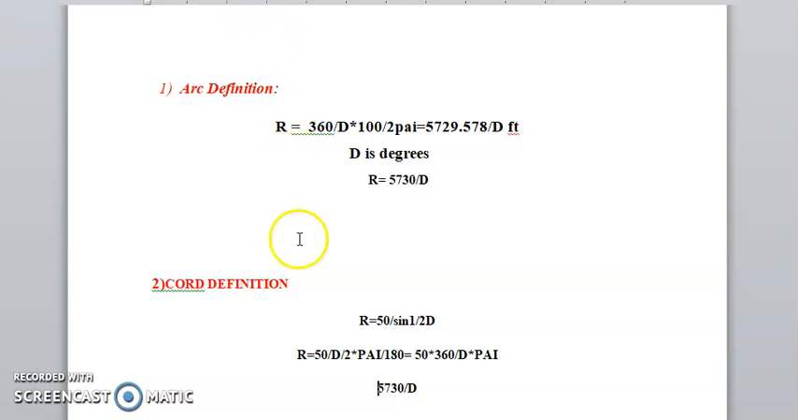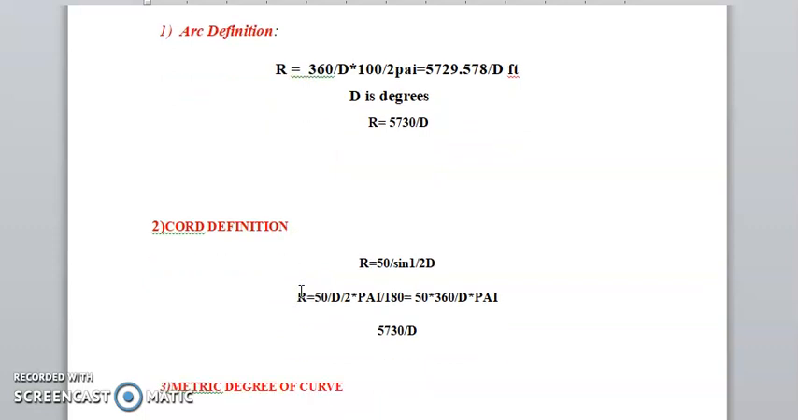Then the formula for the chord definition. Now we go for the chord definition. R is equal to 50 divided by sine of half D, which is approximately 50 divided by D by 2 into pi by 180, equal to 50 into 360 by D into pi, that is equal to 5730 by D.